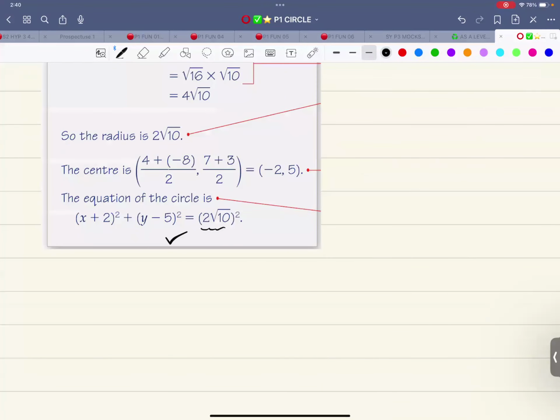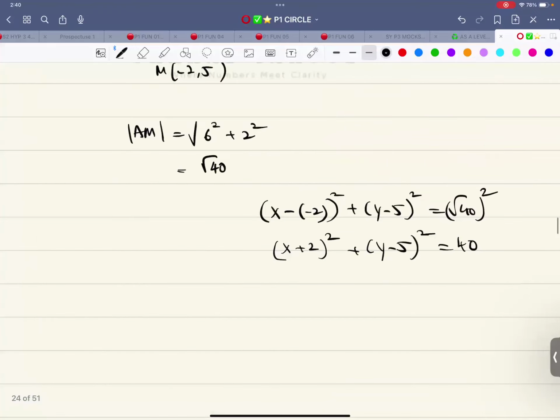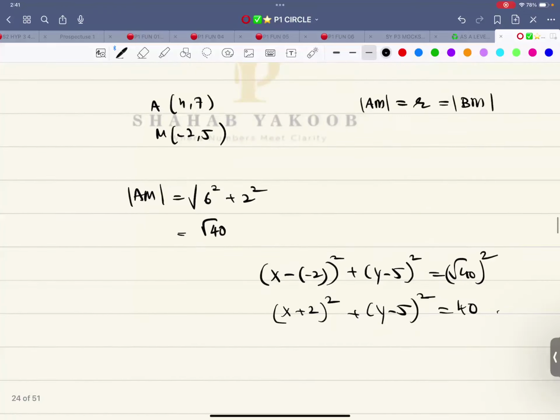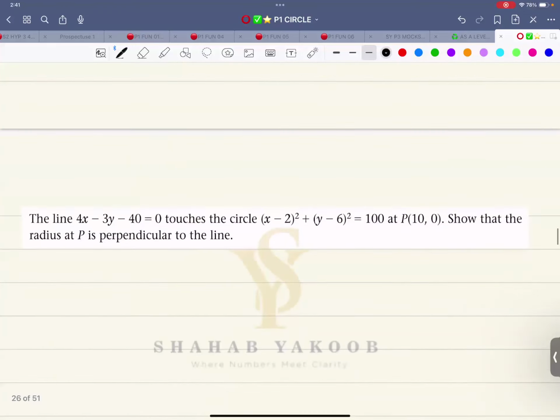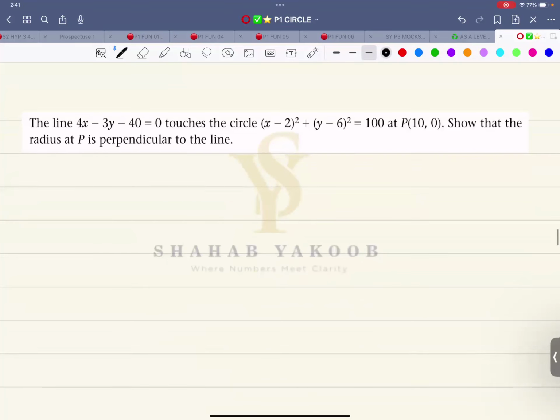Again, they have broken it up. There is no need for that as such. This is all good, all perfect. Now over here, the line touches the circle at P. Show that the radius at P is perpendicular to the line.